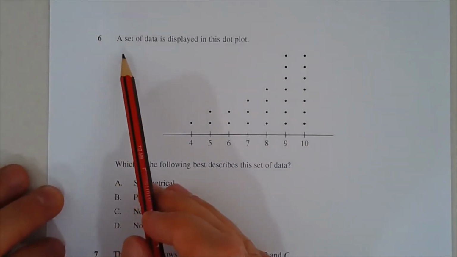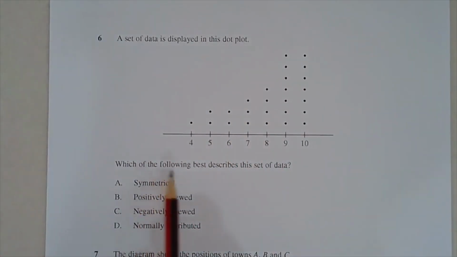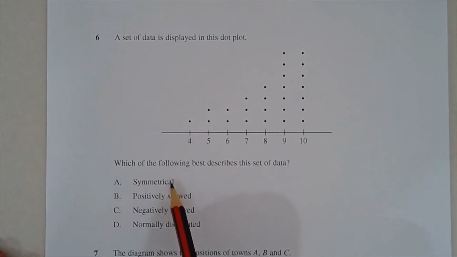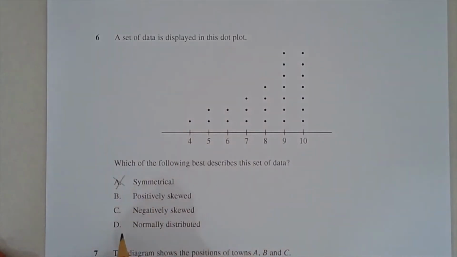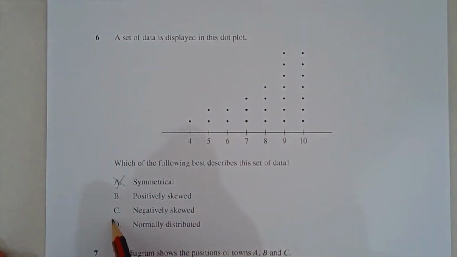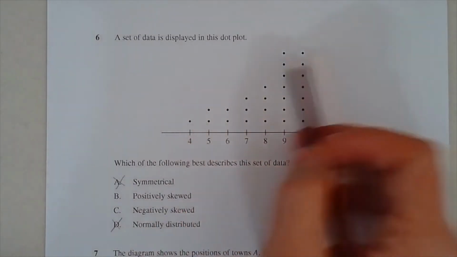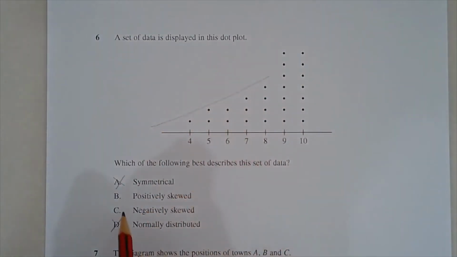Question 6. A set of data is displayed in this dot plot. Which of the following best describes this set of data? Symmetrical? Certainly not. So it's not A. Nor is it normally distributed, because we'd expect a bell curve. So it's not D either. So it's either positively skewed or negatively skewed. We look and see where the tail is. The tail is on the negative side, or on the left-hand side. So the answer is negatively skewed.